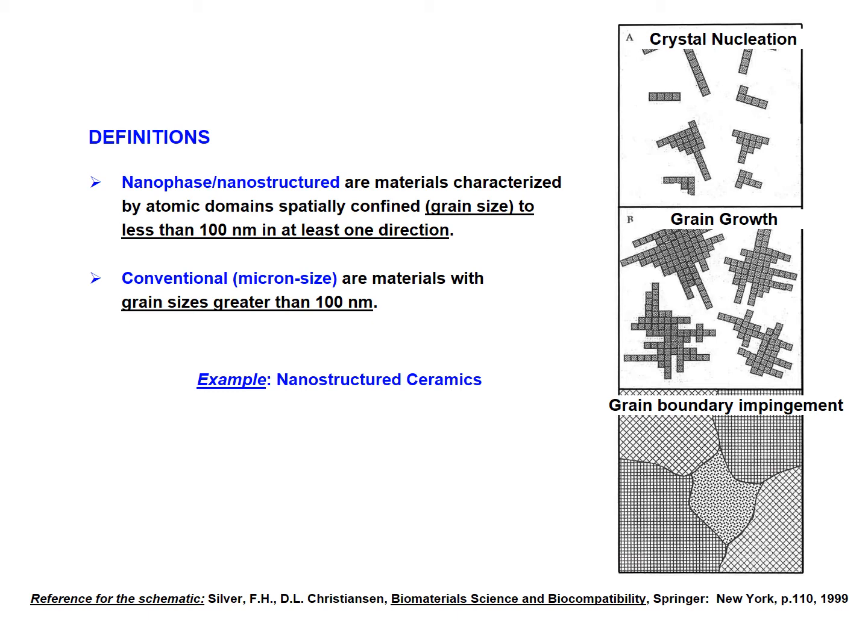Another very important aspect to keep in mind when we compare the nanostructure versus the conventional material, both materials have exactly the same chemical composition. The only thing that is different is this aspect of a dimension of the grain size. The nanostructure materials must have a dimension of less than 100 nanometers in at least one direction. Otherwise, the materials are classified as conventional or micron size.